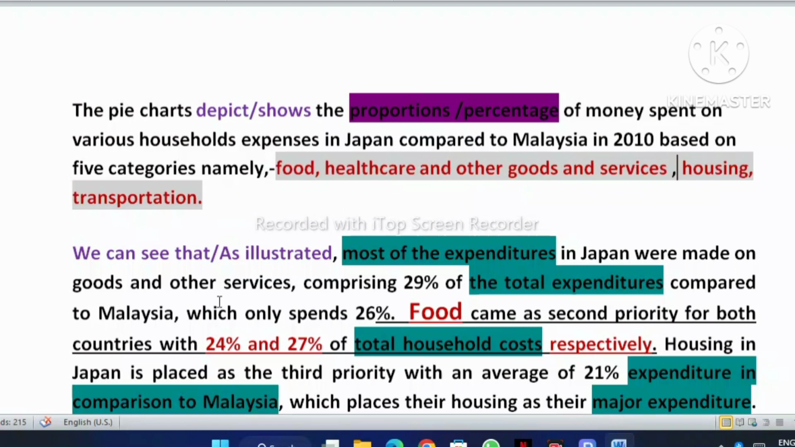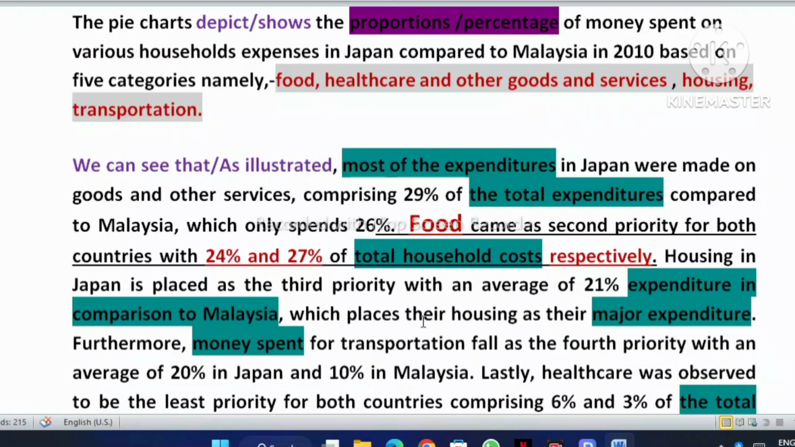We can see that, and we can also use as illustrated. Both are okay, but if we use we can see that, we are using a normal range of vocabulary, but as illustrated is a little higher rank vocabulary. So most of the expenditures in Japan were made on goods and other services, comprising 29% of the total expenditures compared to Malaysia, which only spends 26%. So the first thing, they took the highest trend from the graph and mentioned it. And next we are supposed to discuss food.